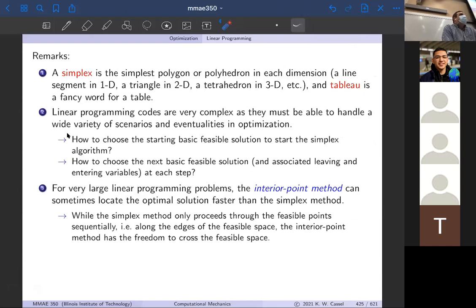There's still research today going on in math departments, computational math departments around the world, coming up with improvements on this basic simplex method, because they're not fast.